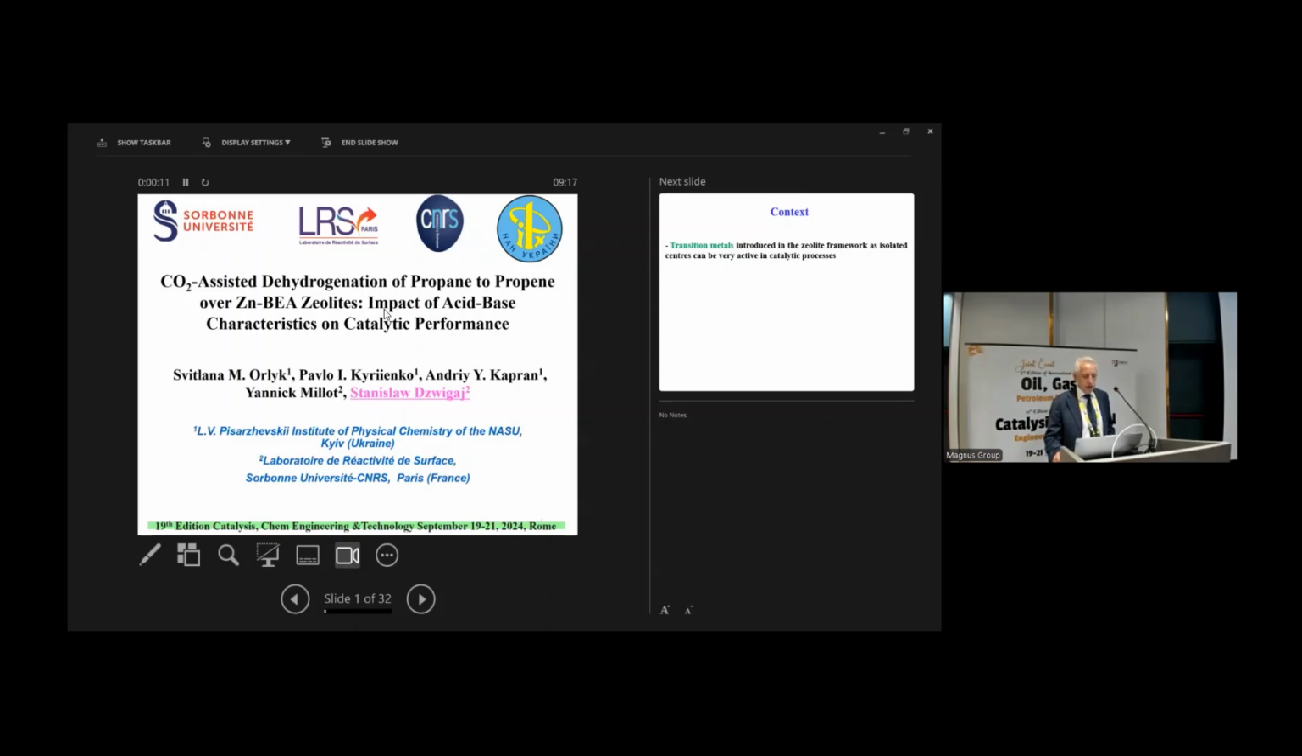Zeolites: impact of acid site characteristics on catalytic performance. This is a contribution from the Institute of Physical Chemistry from Kiev and Sorbonne University, Laboratoire de Réactivité de Surface in Paris.